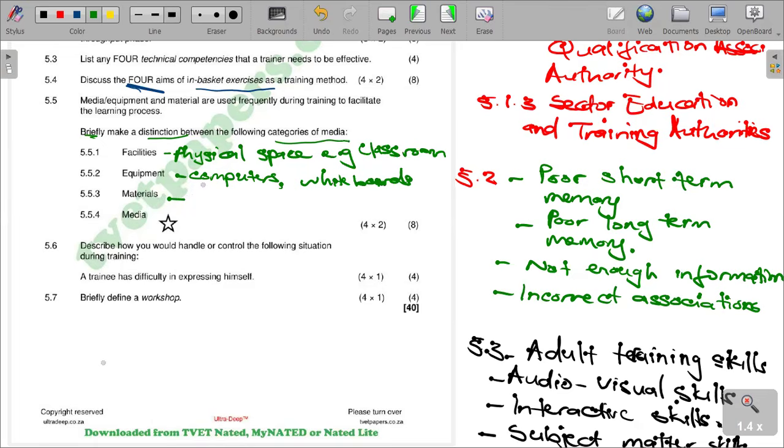And then materials. Materials include the expendables, items used up. For example, markers, whiteboard markers, chalks, etc. Those are what we call expendables. They can be used up and finished. And then media, we'll be talking about aids used to facilitate training.